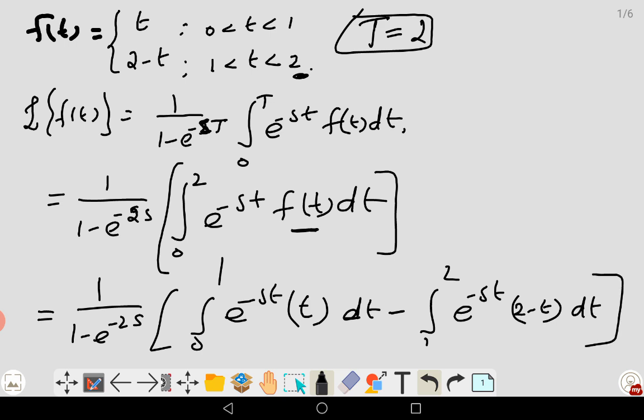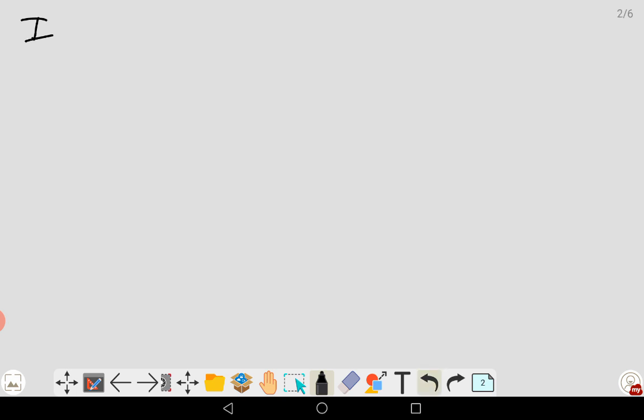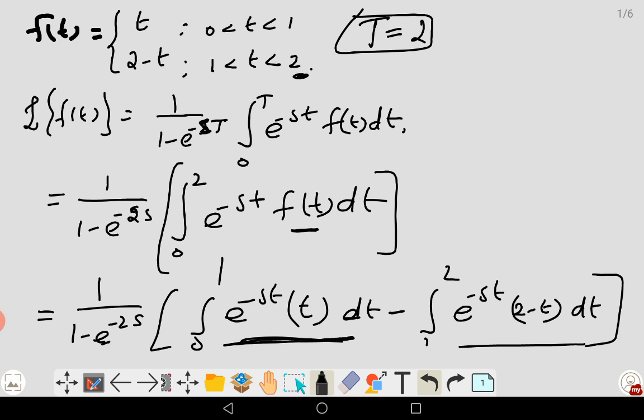Okay, now we do the first integration separately, the second integration separately, and then multiply with the outside constant term, right? That's it. Integration 1, what is it? Integral from 0 to 1 of t times e raised to minus st dt. Go back, this is integration 1, isn't it? t times e raised to minus st dt.